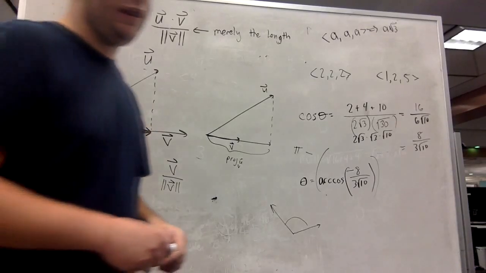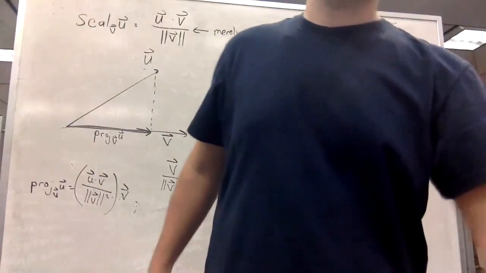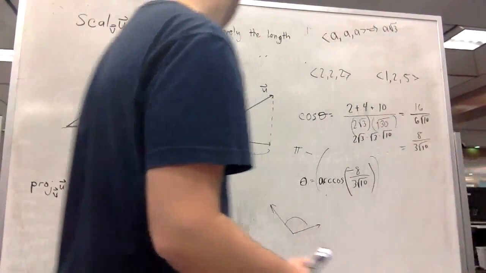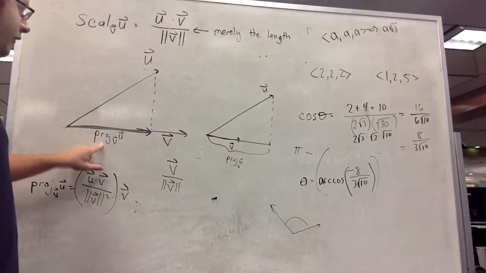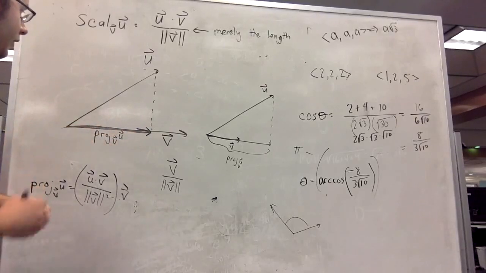So we're done with that problem. We're done with the derivation of the projection. You might also be asked for what's called the orthogonal projection. So back to this diagram. This is the projection of u on v. Here's u. Here's v. Here's the shadow that u creates on v.